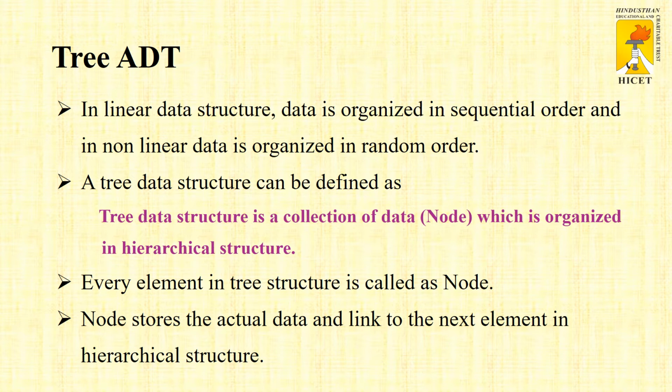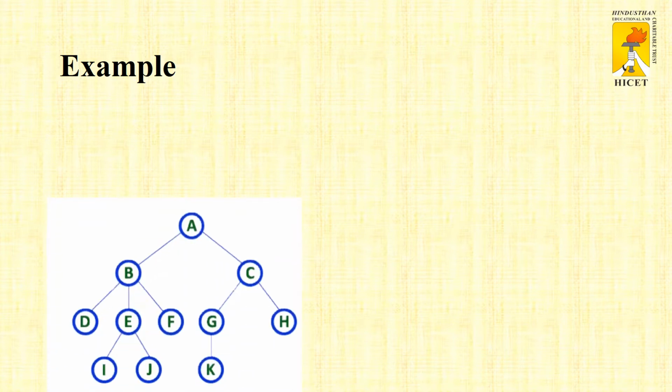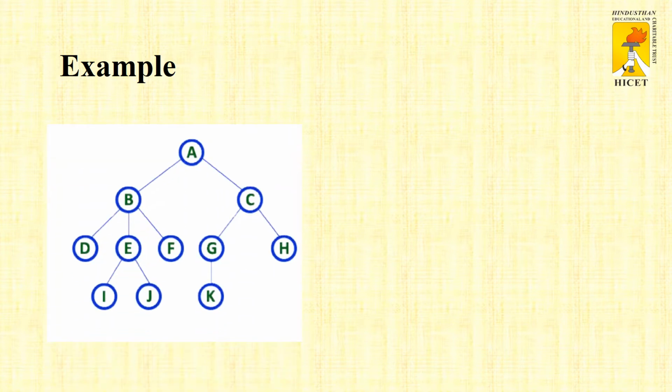So what is a tree? A tree is nothing but a collection of nodes in which the data is organized in hierarchical structure. Every element in tree structure is called a node, and the node stores the actual data and a link to the next node in the hierarchical structure. Now, an example for a tree structure. So this is the tree structure I have here.